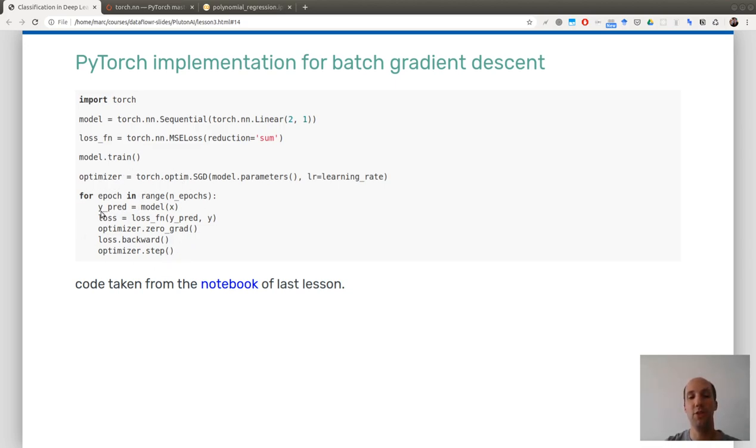For each epoch, you see what is the current prediction made by your model, you compute your loss, and here is the magic of PyTorch. You do optimizer zero grad to put all the gradients to 0, loss backward in order to compute the gradient, and optimizer step in order to update your weights.